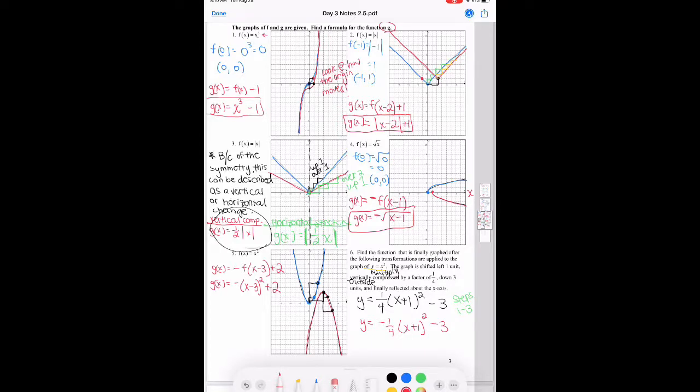Well, it's reflected about the x, that's vertical, right? That means we want to multiply by a negative. That word reflect, think negative. We're multiplying by a negative on the outside. Well, that's what we did. So what's wrong with this? Think about it like this. So first off, no, wrong.